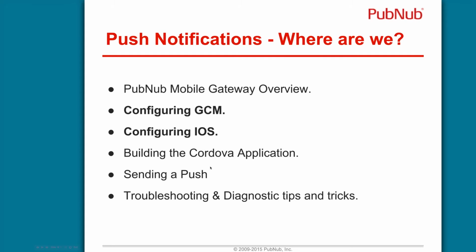To get all this set up, you're going to need to tell PubNub how to talk to these service providers, and that's what we're going to look at now. So first, we're going to look at configuring GCM, setting up GCM. We're going to look at setting up iOS, and then we'll start looking at the Cordova application.